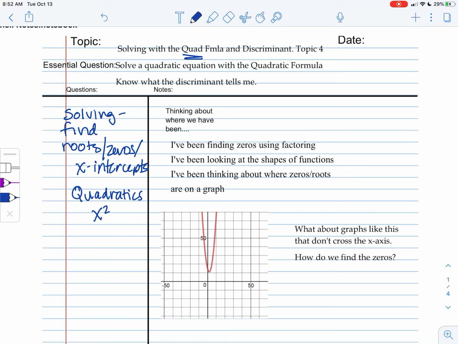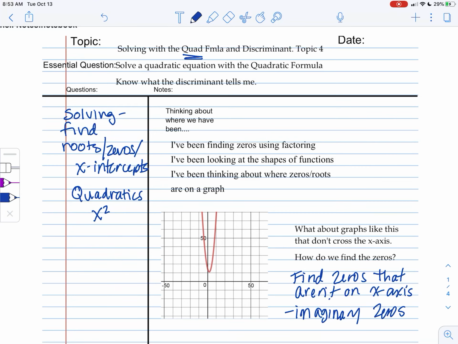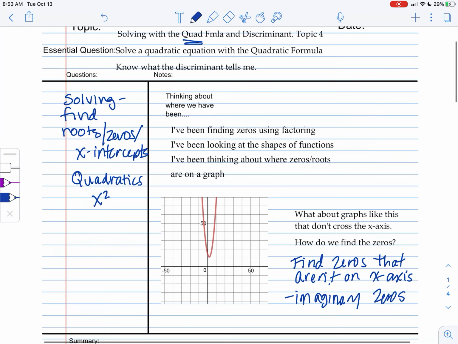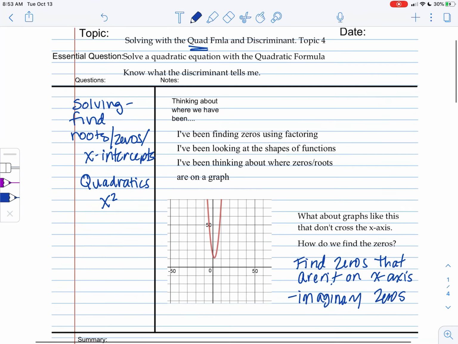the x-axis. But how can I find zeros that aren't on the x-axis? Those are those imaginary zeros that we've talked about, like plus 5i, minus 5i, that kind of stuff. So how do we find those? So that's kind of one of the bigger parts of the quadratic formula.